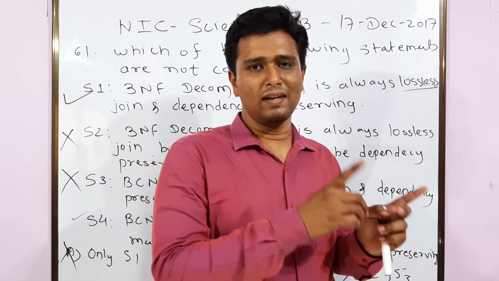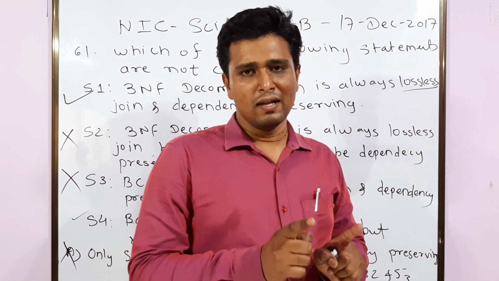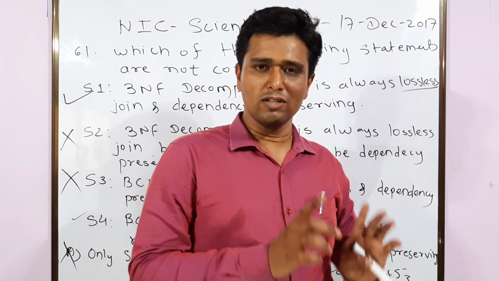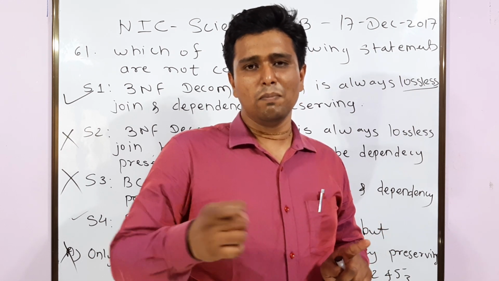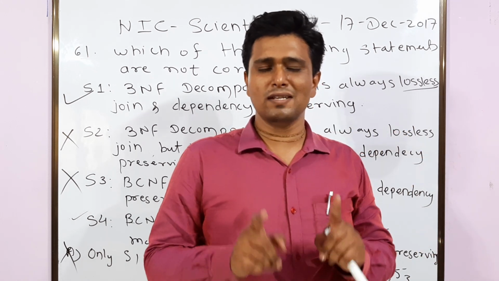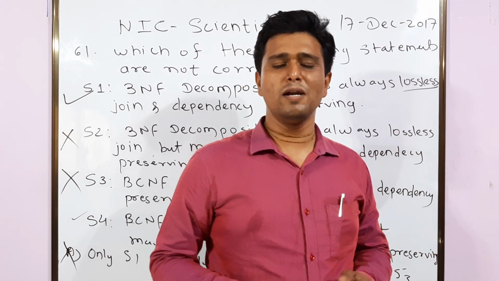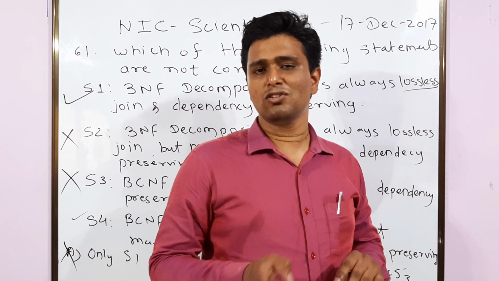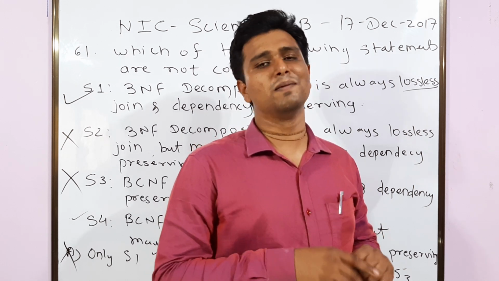And another thing is, BCNF will always be lossless, and it may or may not be functional dependency preserving. Lossless join property is always an essential property, but functional dependency preservation is not. If a decomposition does not have lossless join property, this is a bad decomposition.